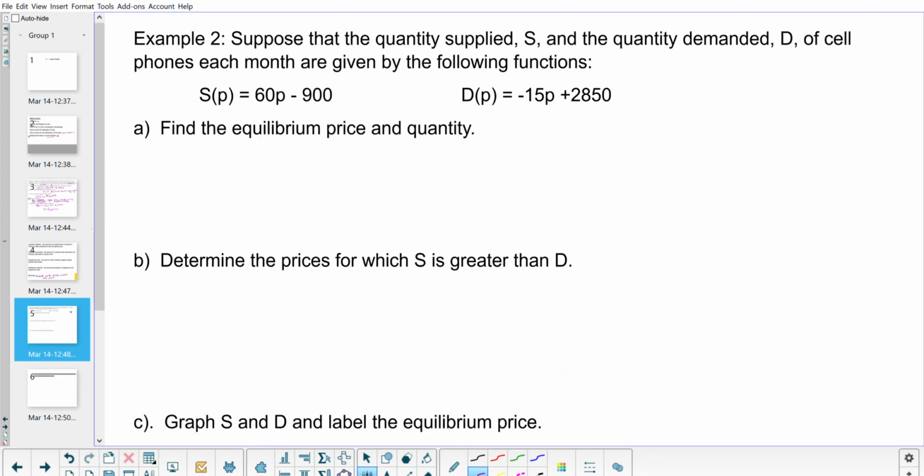Alrighty, let's see. So example 2, which is actually the last example for the day. So suppose that quantity supplied, which is often called S, and the quantity demanded, D, of cell phones each month are given by the following functions. So we've got a supply function and we've got a demand function. If I ask for the equilibrium price and quantity, okay, so just from the last slide, equilibrium price means supply equals demand.